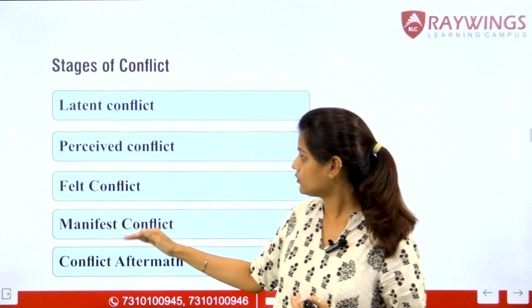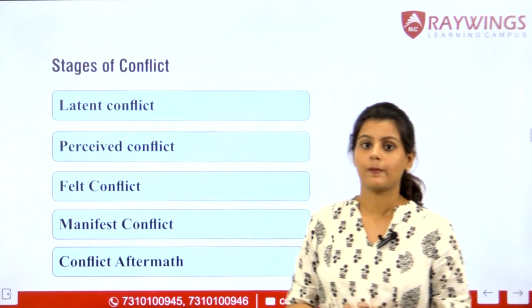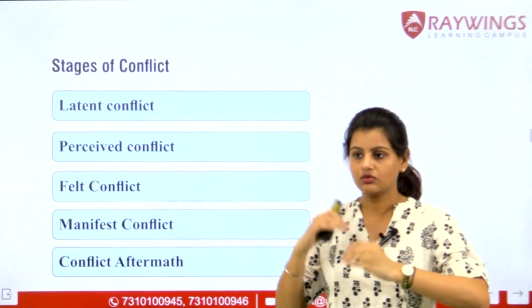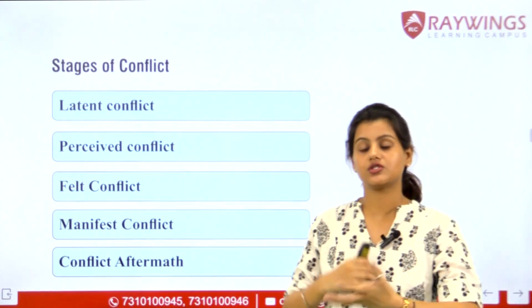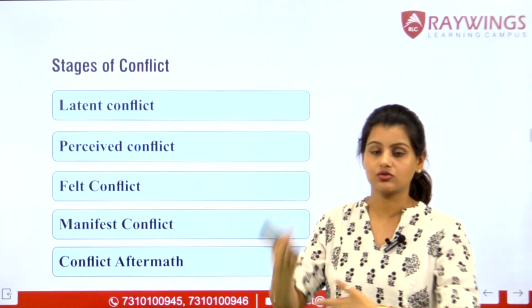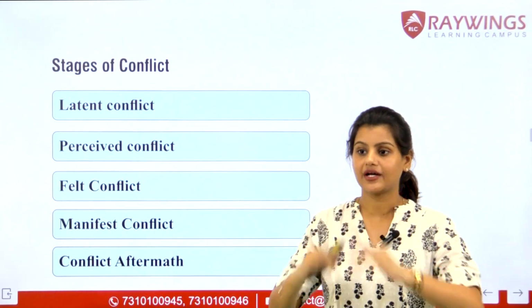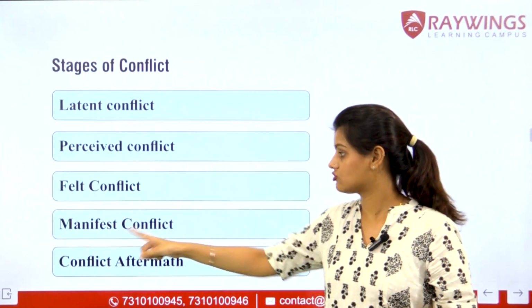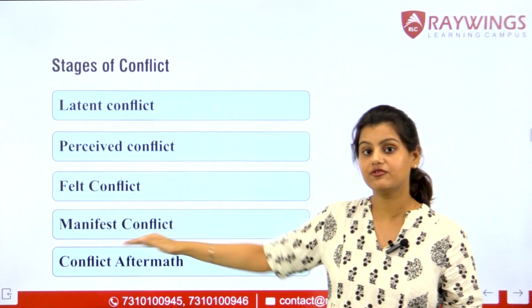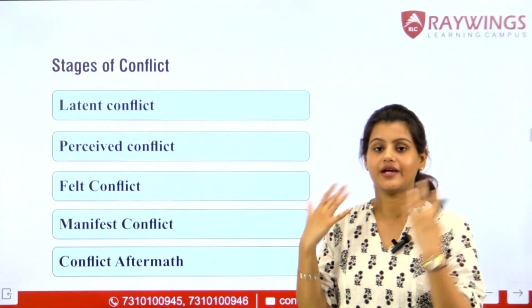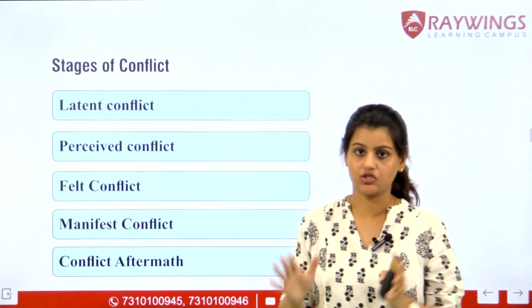The fourth one is manifest conflict. Now in this, whatever you felt, whatever was seen, or whatever was perceived, that okay, this might lead to a fight, this might lead to a disagreement, you can actually see that. So that is why it is always said to be manifest conflict. So in this, whatever was manifested, it actually happens, and there is a full-fledged conflict.